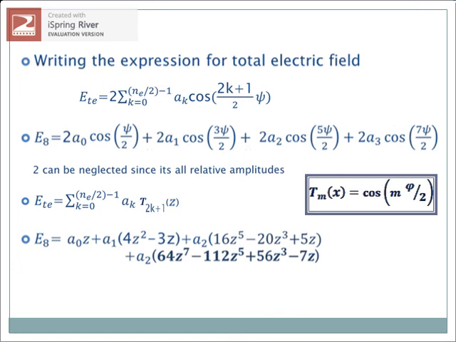Cos(3ψ/2) is equivalent to T3 of z. Here we use z because the value of x is greater than 1, so we scale it down by another variable z, where z equals x' by x. That's why we use z here. Then the third term, 2a2 times cos(5ψ/2), can be replaced by T5 of z. Then cos(7ψ/2) can be replaced by T7 of z. Then you can find the last expression E as a0 times z plus a1 times (4z^3 minus 3z) plus, and so on, in terms of z.